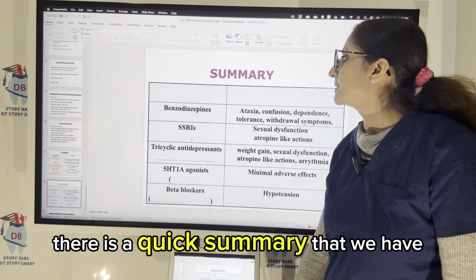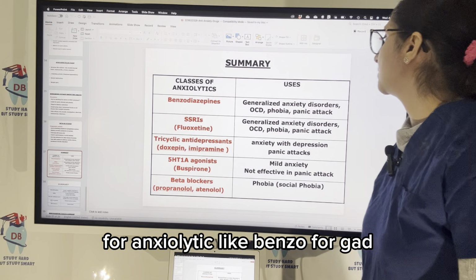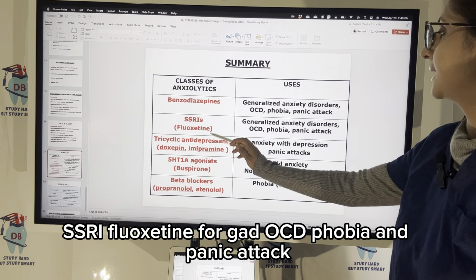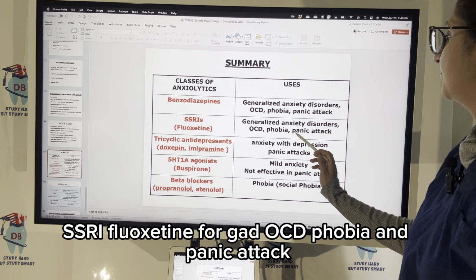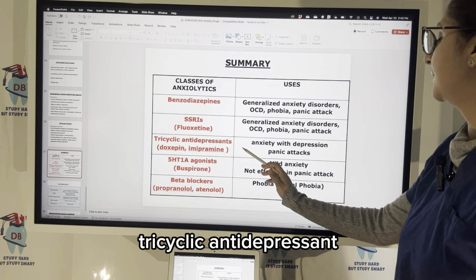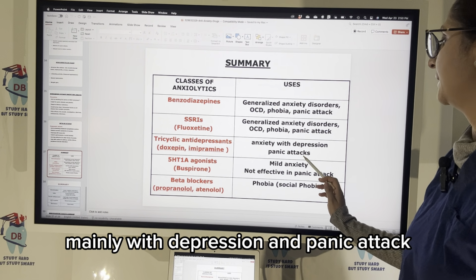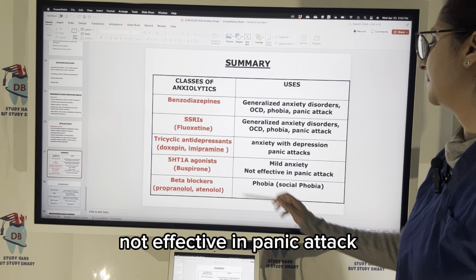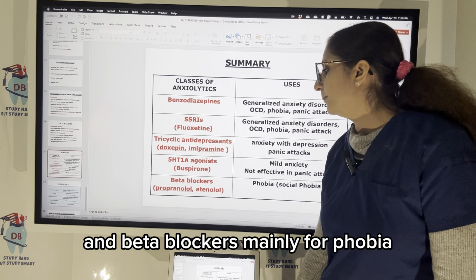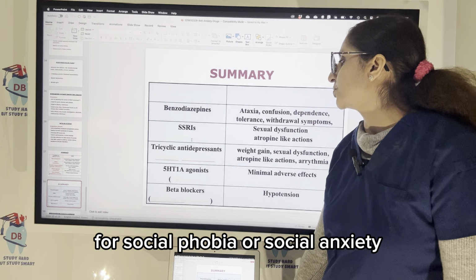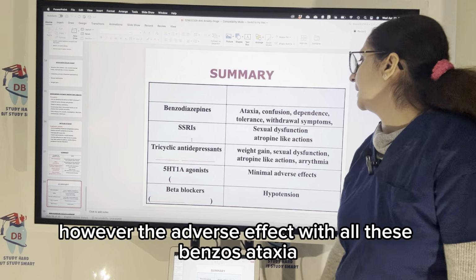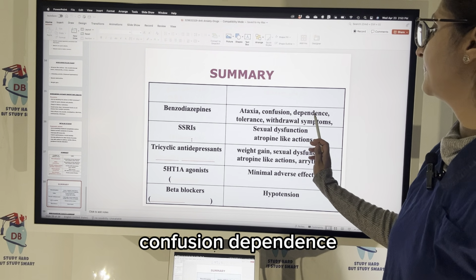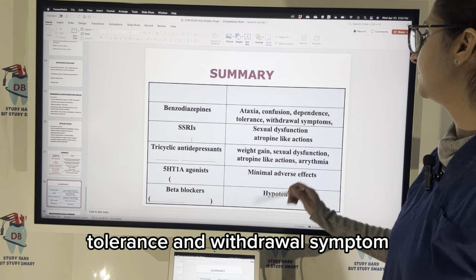So you can see here, there is a quick summary that we have for anxiolytics: benzo for GAD, OCD, phobia, panic attack; SSRI, fluoxetine for GAD, OCD, phobia, and panic attack; tricyclic antidepressants mainly with depression and panic attack; Buspirone is for mild anxiety, not effective in panic attack; and beta blockers mainly for social phobia or social anxiety.